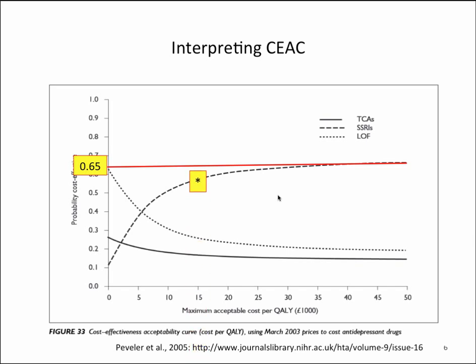The maximum is nearly reached at an investment level of £15,000 per quality. Further investments do not bring much more remarkable gains. Though SSRIs appear to have higher probability of being cost-effective compared to the other two antidepressants, below a certain point, corresponding to around £5,000 per quality, SSRIs lose their supremacy.